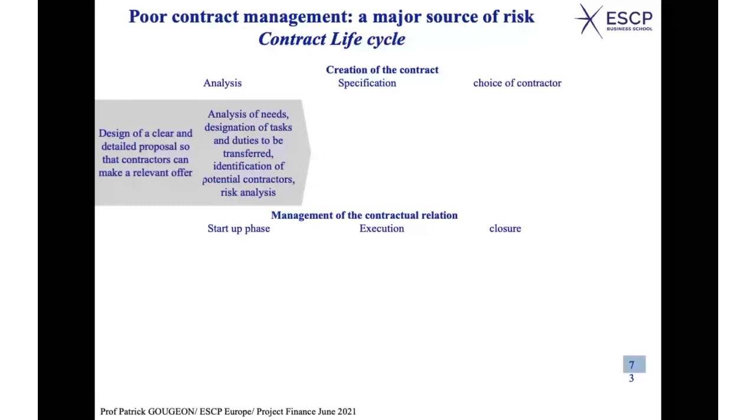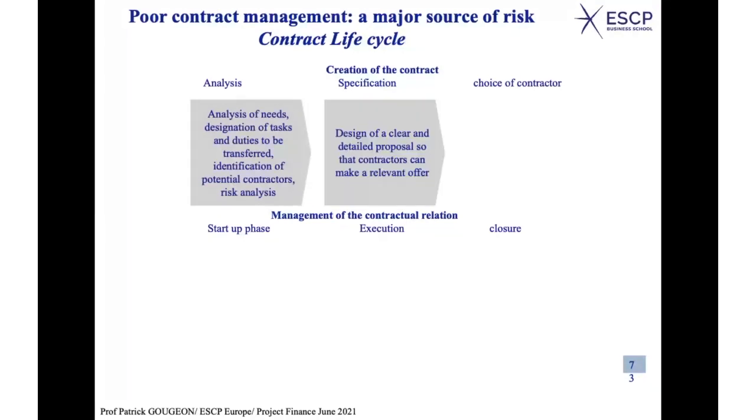Well, we know what we need. We have a clear view of what we expect the external partners to provide us with. Now you have to design a clear document where you explain clearly what you need. You need to write a detailed proposal so that contractors can make a relevant offer. You need to tell the outside people, well, this is what we need. Who is ready to answer our demand, our request?